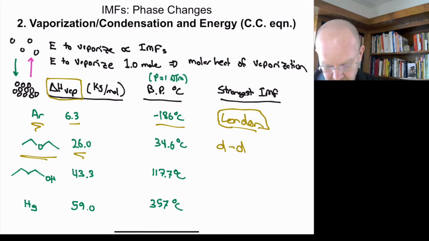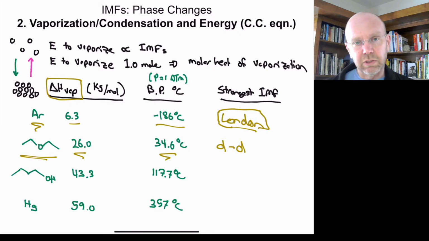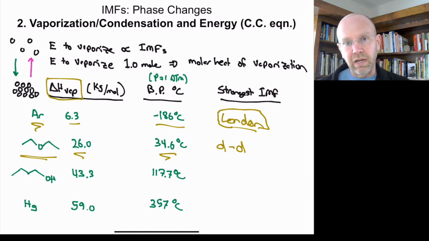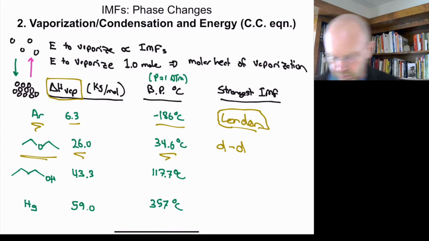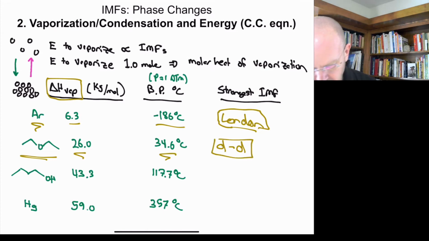And also, as you would expect, the boiling temperature goes up. The vapor pressure of ether is lower than that of argon, and so you have to heat it up higher for the vapor pressure of ether to equal the external pressure. So dipole-dipole forces are stronger intermolecular forces.